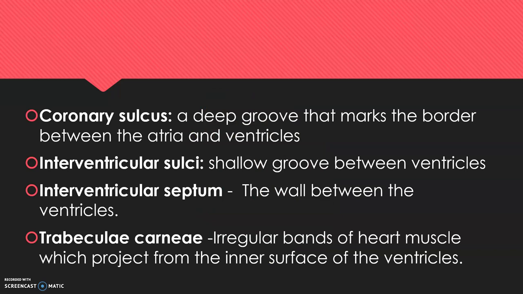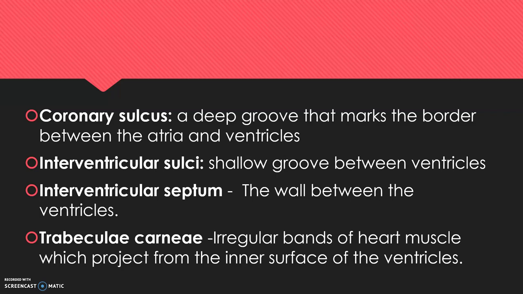We have a couple more parts of the heart to talk about. The coronary sulcus is a deep groove that marks the border between the atria and the ventricles. The interventricular sulci are shallow grooves between the ventricles. This is a very fatty part of the heart, and the fat is needed to supply the heart with some energy. The sulci also contain veins and arteries that are going to supply the cardiac muscle of the heart itself.